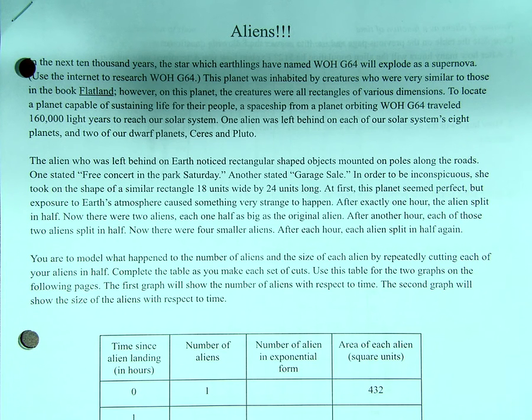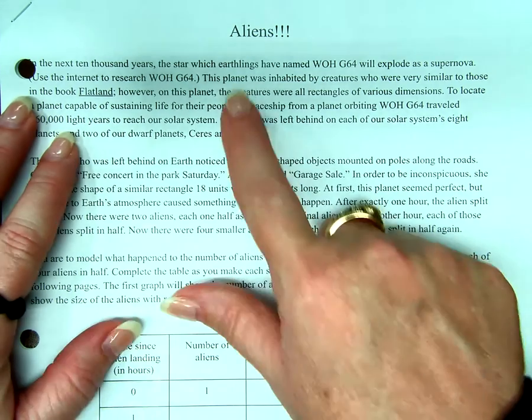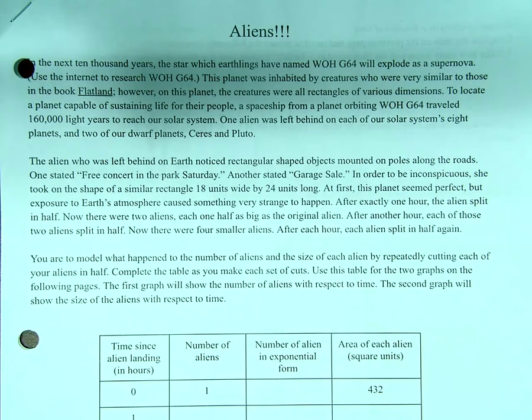In the next 10,000 years, the star which Earthlings have named WOHG 64 will explode as a supernova. The planet was inhabited by creatures who were very similar to those in the book Flatland. However, on this planet, the creatures were all rectangles of various dimensions. To locate a planet capable of sustaining life for their people, a spaceship from a planet orbiting WOHG 64 traveled 160,000 light years to reach our solar system.